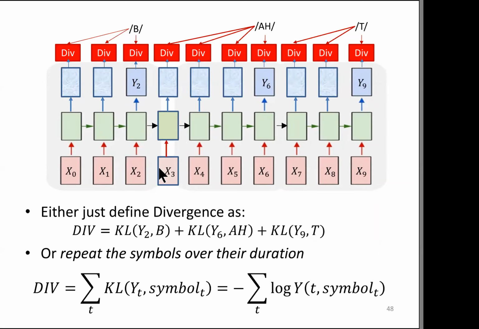But the segment of the input that corresponds to any symbol in the output, these segments occur in the same order as the outputs themselves. So here, for example, x0, x1, x2 come before x3, x4, x5, x6, which comes before x7, x8, x9. And so y2 comes before y6, which comes before y9.